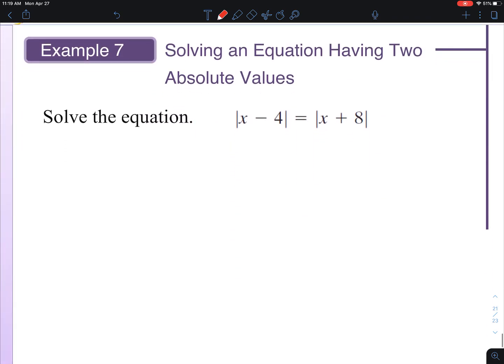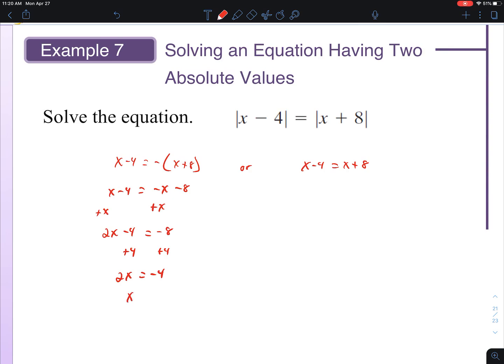Here again, right? So we've got x minus 4 is equal to negative x plus 8, or x minus 4 is equal to x plus 8. So I'm going to distribute the negative. I'm going to add x to both sides. So I have 2x minus 4 is equal to negative 8. Add the 4 to both sides. And then divide by 2, and you get x is equal to negative 2. Here I'm going to subtract x from both sides, and I end up with negative 4 is equal to 8. That is not a solution. So the only solution to this one is negative 2.